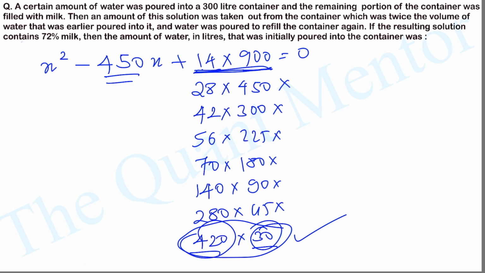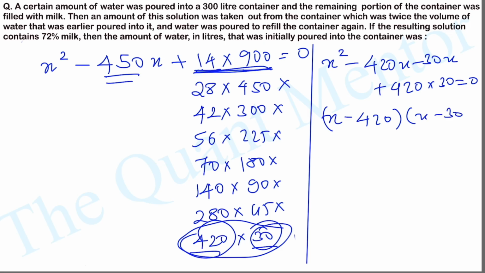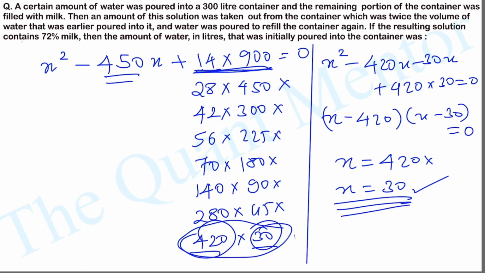So now I'll write the equation as x square minus 420x minus 30x plus 420 into 30 is equal to 0. So x minus 420 into x minus 30 is 0. So I will get x as either 420 or x as 30. But I can ignore x as 420 because x was the amount of water in the mixture. It cannot exceed the size of the container, that is 300, right? So since x has to be less than 300, it can't be 420. The only possible answer is x is equal to 30.